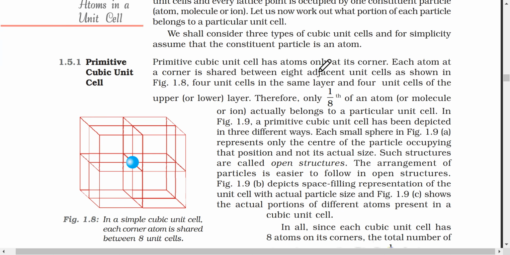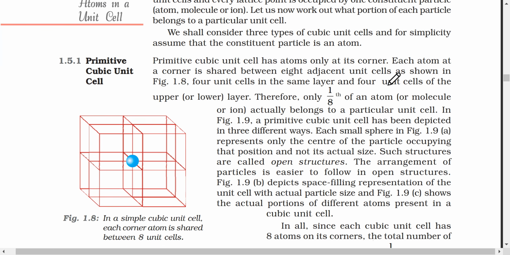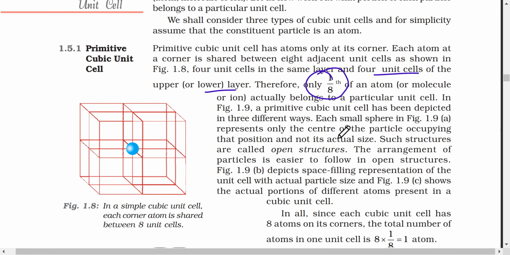Let's come to the primitive one. What is there in a primitive one? Only has atoms at its corner. Easy. Each atom at a corner is shared between 8 adjacent unit cells as shown in the figure. You know, one is given here at a corner. This atom is at a corner. You can see, if you visualize it three dimensionally a little, then it's actually divided into 8 different cubes at the corner. So there are 8 corners. Here it is written 4 unit cells in the same layer and 4 in the upper or lower layer. Therefore, only 1/8 of an atom, molecule or ion actually belongs to a particular unit cell.